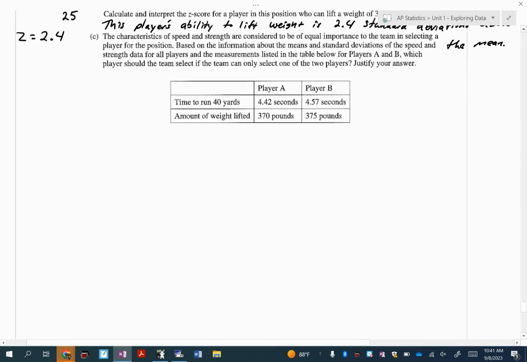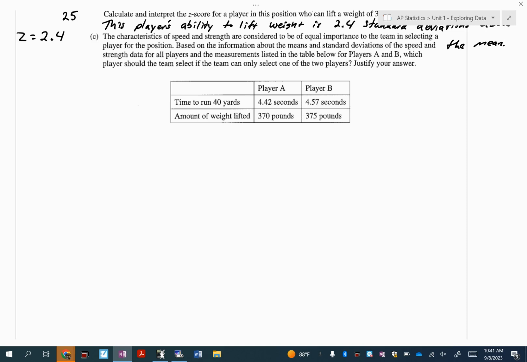Okay. Letter C. Letter C, we've got two players, player A and player B, and I think you'll find this one to be very similar to that different event thing that we did a week ago, actually. All right, so we need to pick one of these players to select for our team. So we're evaluating talent for a draft of some type.